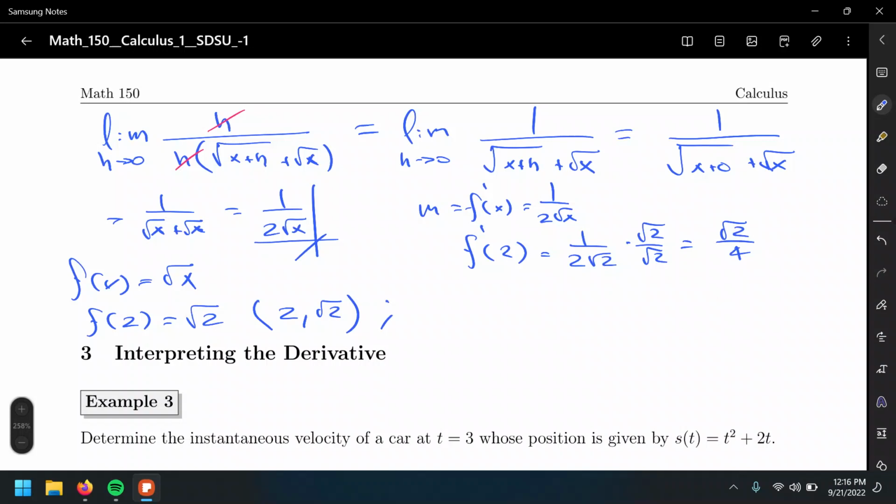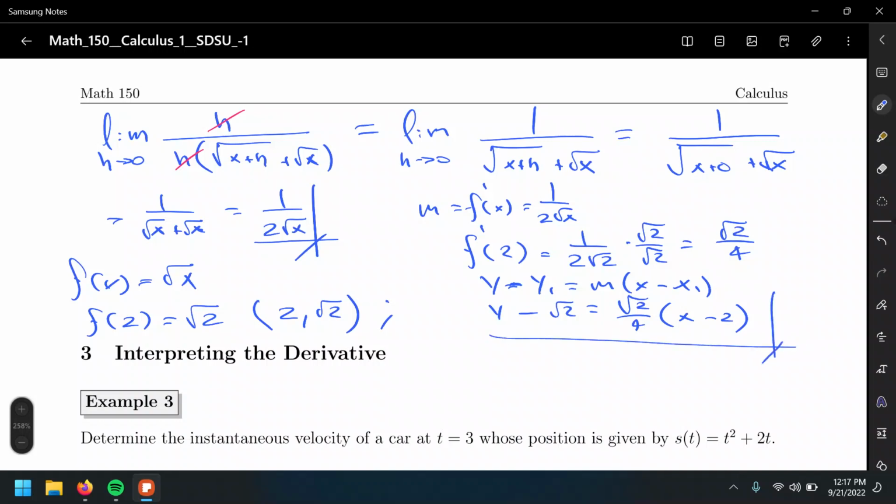So now that we have all the pieces of information, we can find the equation of the line that is tangent to the graph of square root of x at the point 2 comma root of 2. And we can get that by using the point slope form. So y minus y1, that's root of 2, equals m, which is root of 2 over 4, times x minus x1, which is 2. And there's really nothing to simplify over here. I would leave it like this because we're going to have crazy numbers to combine, so no need.